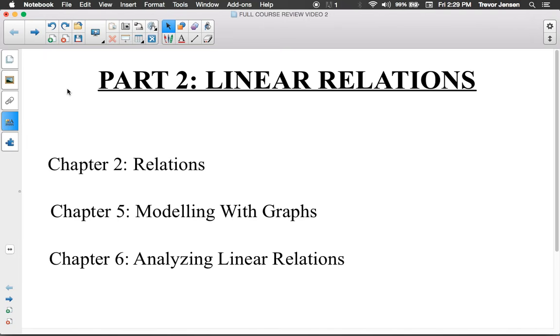So this is part 2, linear relations. Once again, I'm going to go quickly through the concepts and just a few examples of things. If you want more in-depth explanations, go to jensenmath.ca. There's videos for each section there. Okay, so here we go.